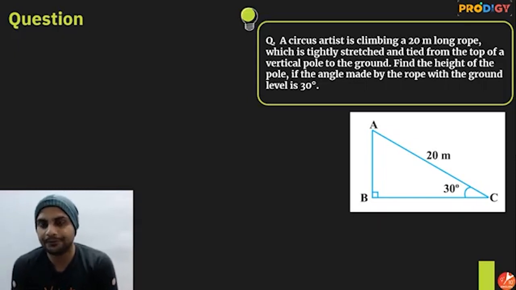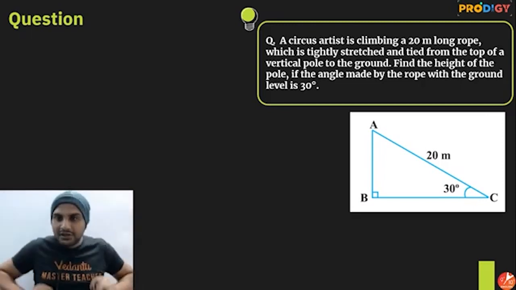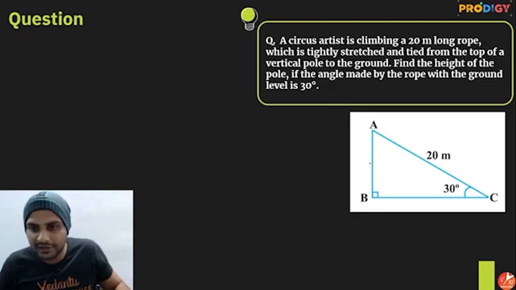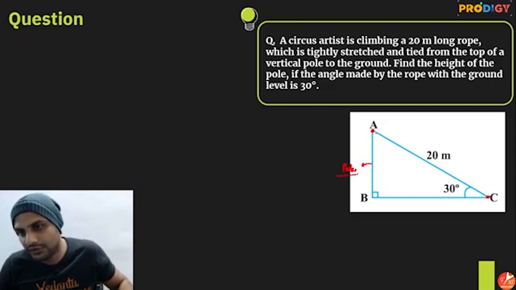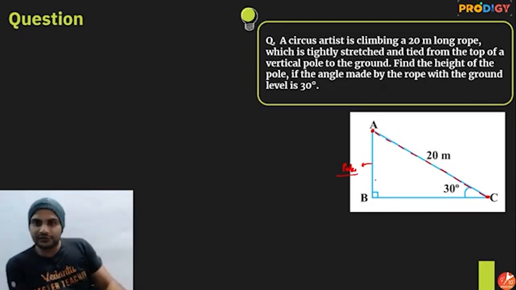How? Let's understand. A circus artist is climbing a 20-meter long rope. He is climbing a 20-meter long rope which is tightly stretched and tied from the top of a vertical pole to the ground. So think of this AB as a pole. Now from the top of the pole to the ground, this rope of 20 meters is stretched and tight. Find the height of the pole. This height of the pole we need to find out.